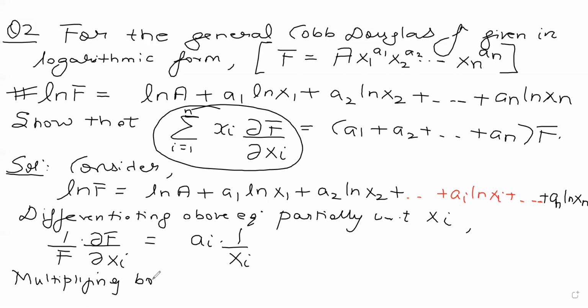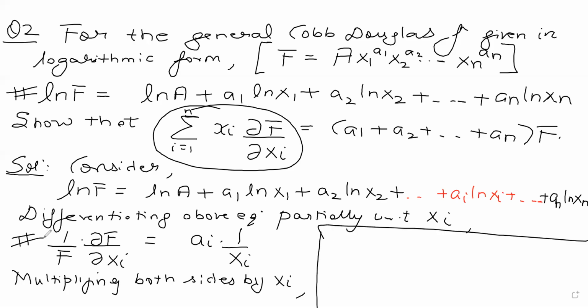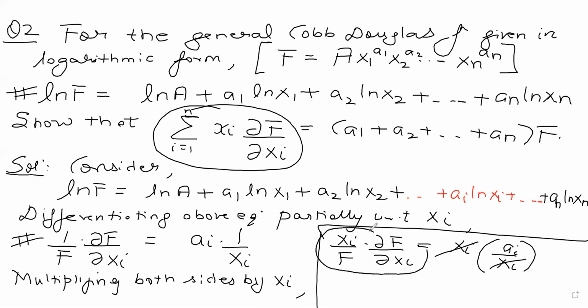Multiplying both sides by xi. What do I get if I multiply both sides by xi of this term? Xi times f times del f by del xi is equal to xi times a by xi. Xi cancels out on the right. So now I've got this term. Okay, so I need this term.